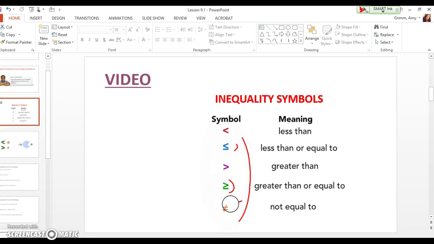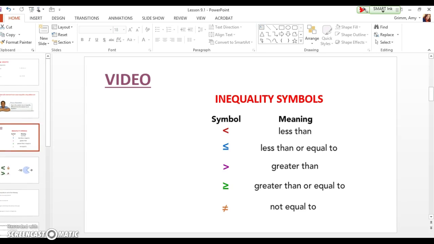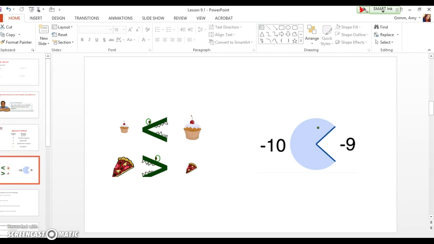All right, the next slide is going to seem really silly, but it's important because your teachers in previous years might have compared this to alligator mouth, and they might have said the alligator eats the bigger number, okay? And so here I put a picture of that. Or some of your teachers might have said Pac-Man is always going to eat the bigger number. So I'm just trying to connect that to what you might have seen before.